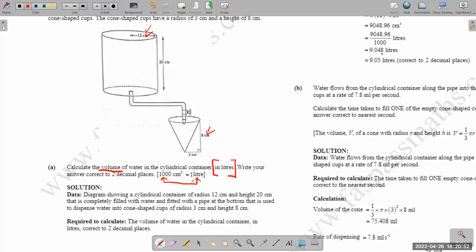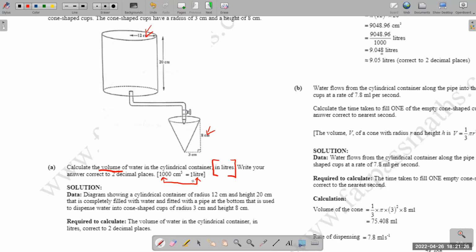B, water flows from the cylindrical container along the pipe into the cone-shaped cups at a rate, okay, this is something relatively new, let me say, at a rate of 7.8 milliliters per second. So rate R, you see, you could create your own formula. Rate R is equal to milliliter per second, and I taught y'all this. What does per mean? Per means to divide.